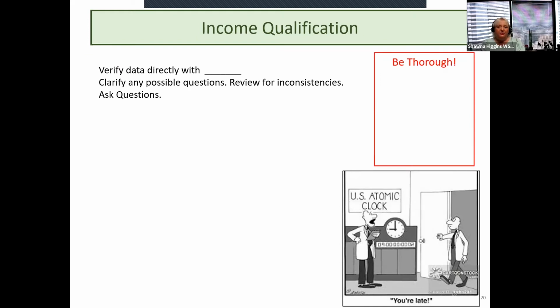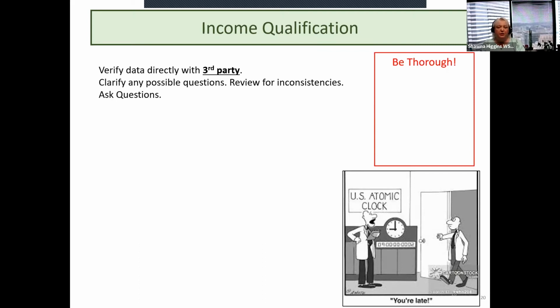All right, we're going to move on. You're going to want to verify all of the income directly with the third party. You're going to clarify any possible questions, and you're going to review for inconsistencies and ask questions. And if you find out the answers, please make sure that they're very clear on there, because when you send it to us, if you've had a question, you could pretty much guarantee that we're going to have that question as well. So you're going to want to be really thorough.